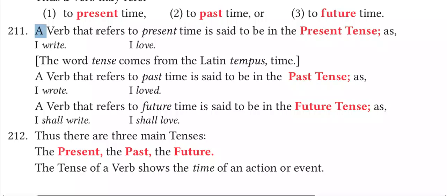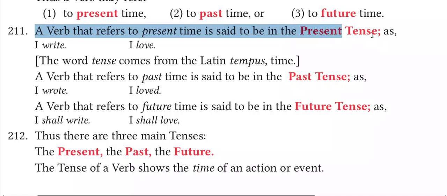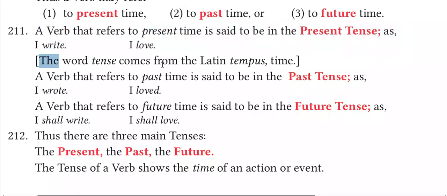Now a verb that refers to present time is said to be in the present tense. For example, I love, I write, I eat, I teach. So these kinds of verbs show present time, because the tense name will be present simple tense or simple present tense or just present tense, meaning they are showing the time of presence, right? The word tense comes from the Latin word tempus. Tempus means time, that we already discussed at the beginning of the lecture.